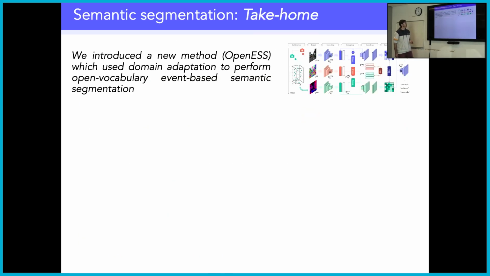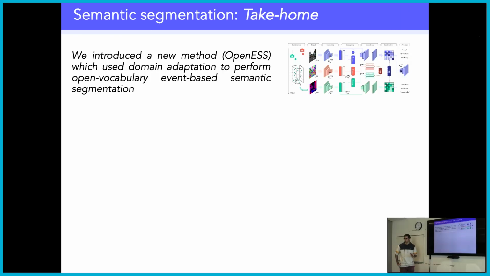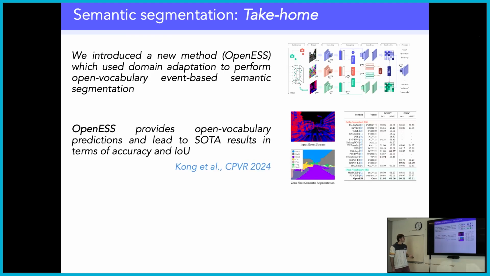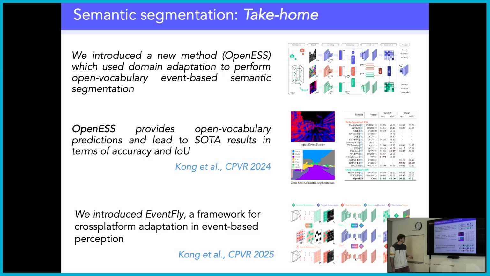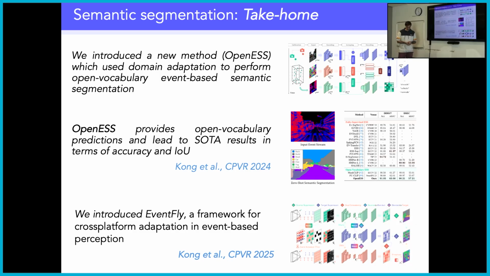Okay, so just a take-home message for this first part. Once again, without any SNN, but on semantic segmentation. We introduced a new method that used domain adaptation to perform open vocabulary event-based semantic segmentation. OpenESS provides open vocabulary prediction and leads to state-of-the-art results in terms of accuracy and intersection over union. And with Eventfly, we have a new framework for cross-platform adaptation in event-based perception.